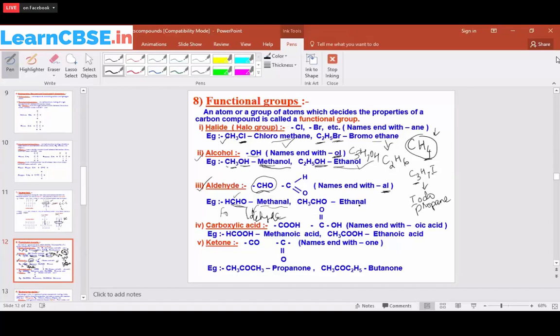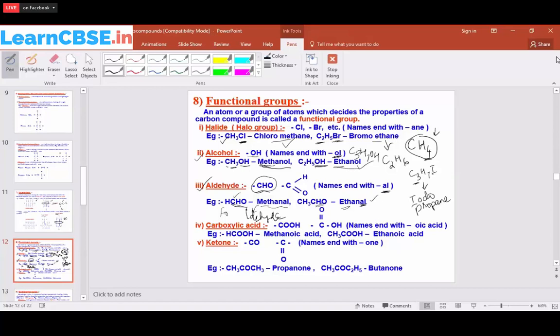Then ethanal. Here also, the "al" indicates the aldehyde group. It indicates that it should contain only two carbon atoms. One carbon atom contains the CHO, and the other carbon atom should be balanced with three hydrogen atoms. So CH3CHO, we call it ethanal.